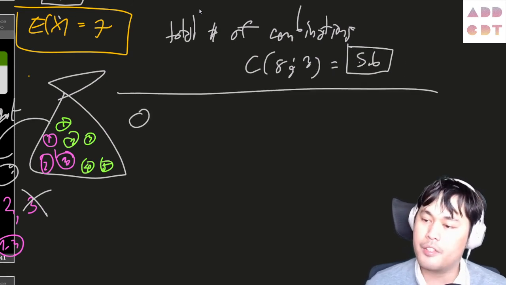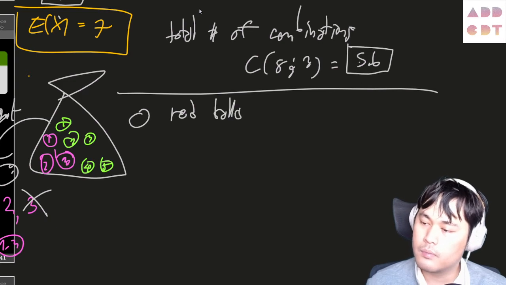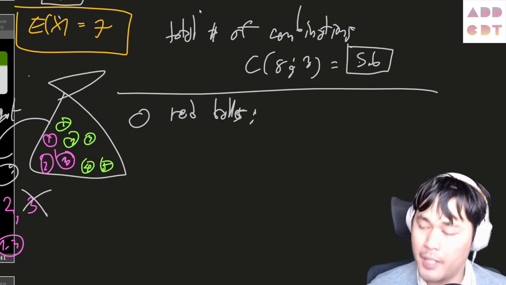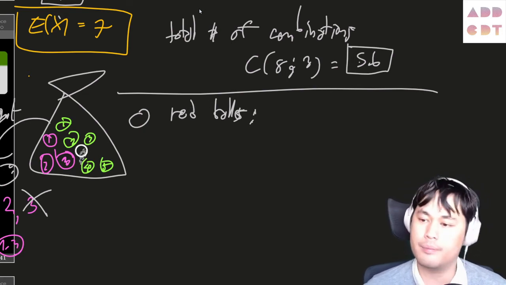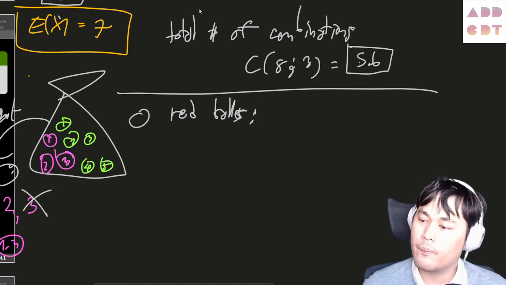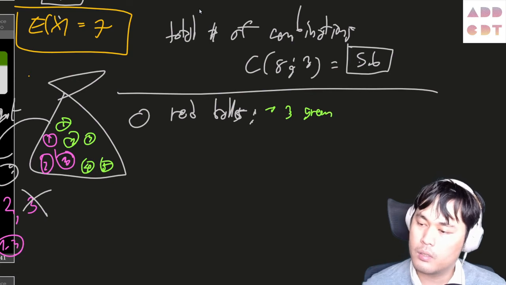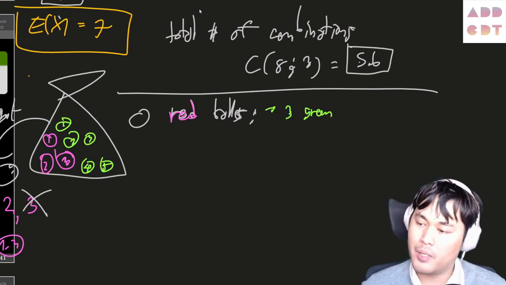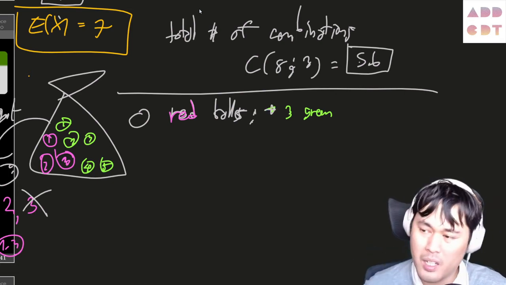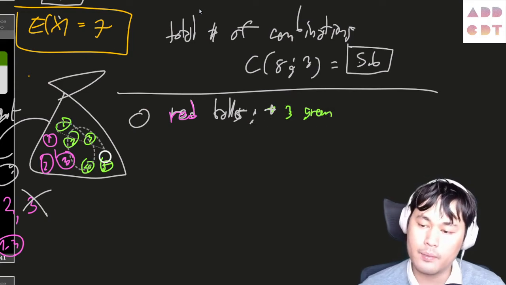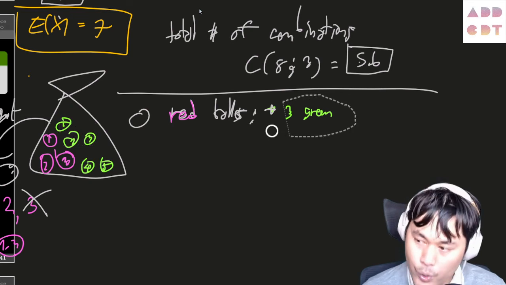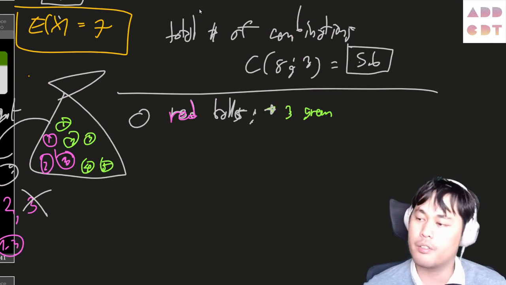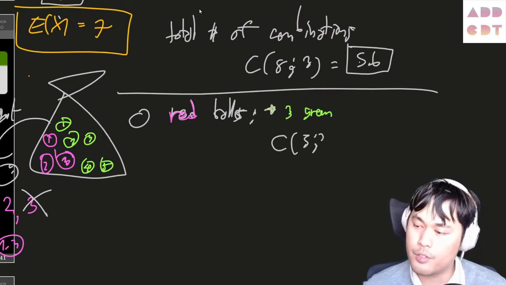So how many ways can you get 0 red balls? How many combinations are there that contain no red balls at all? To get no red balls, you have to get all green. So you should get 3 greens. That means we just have to use some kind of combination. You have to choose 3 green balls out of these 5 green balls. That means the number of ways is 5 choose 3.